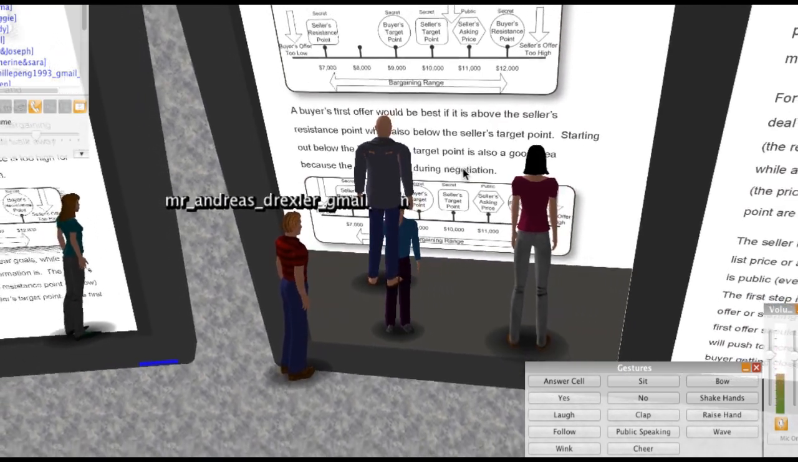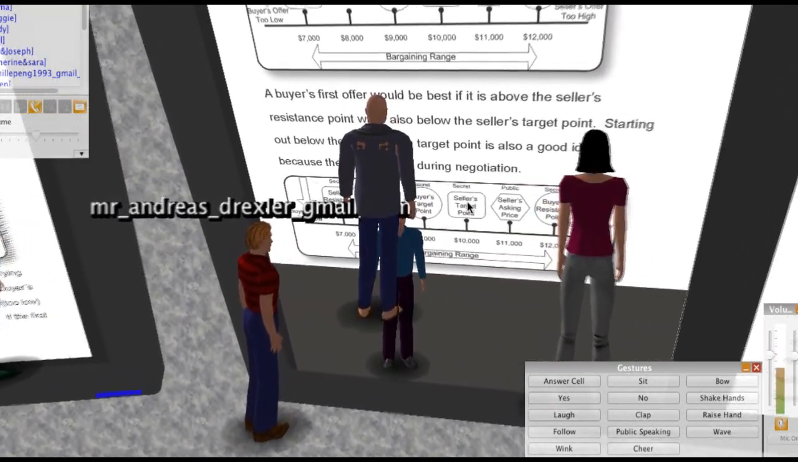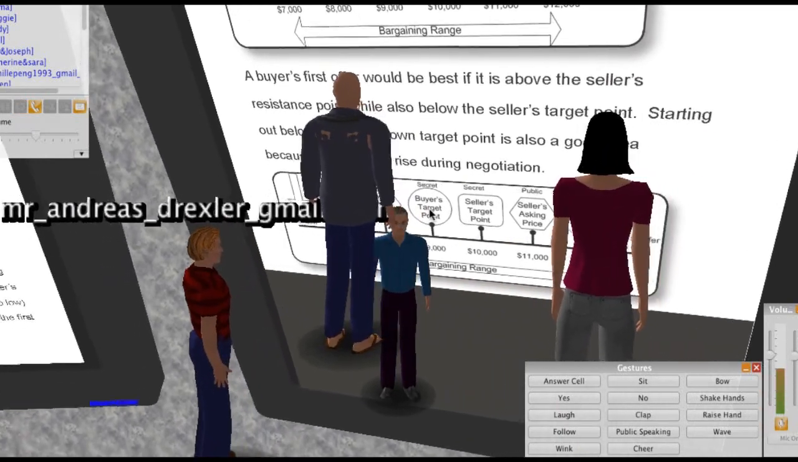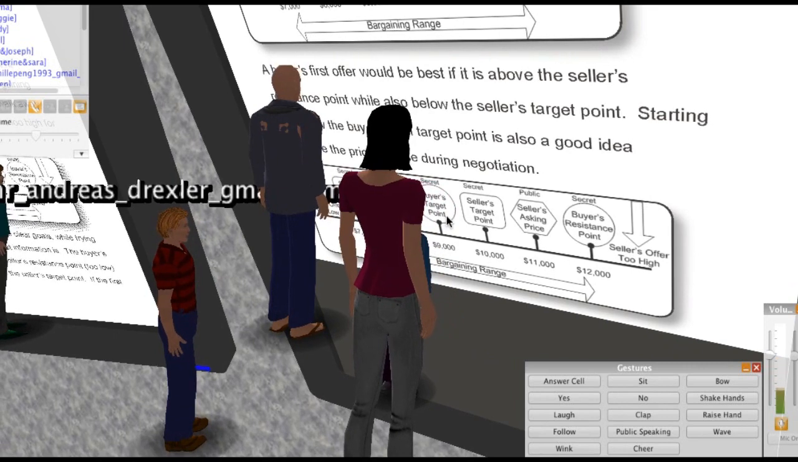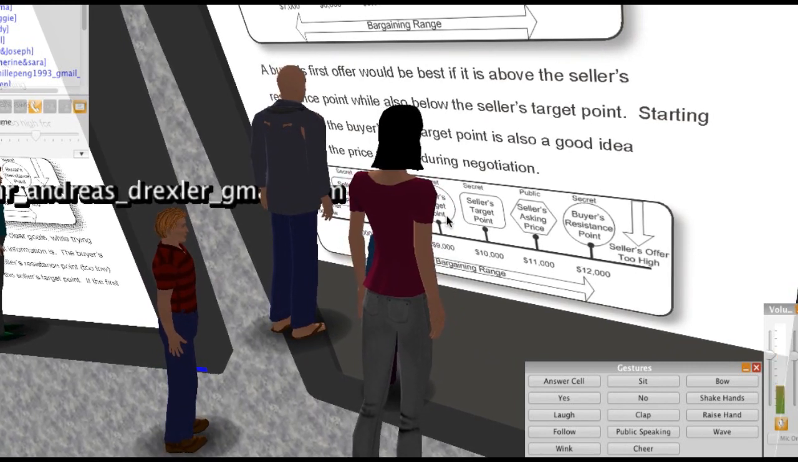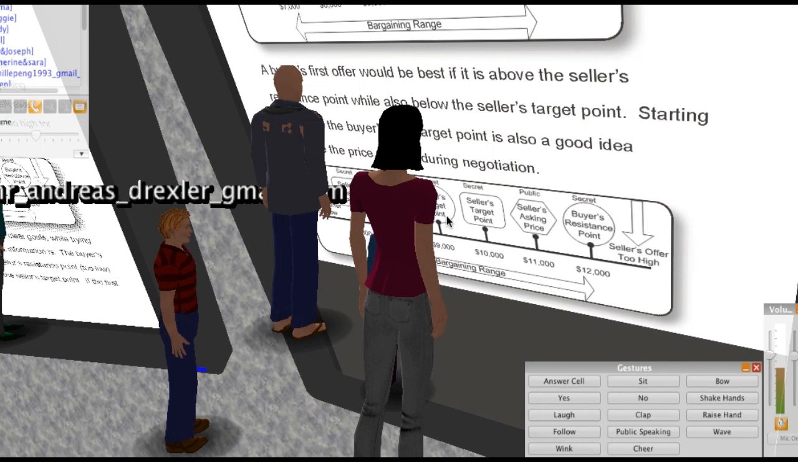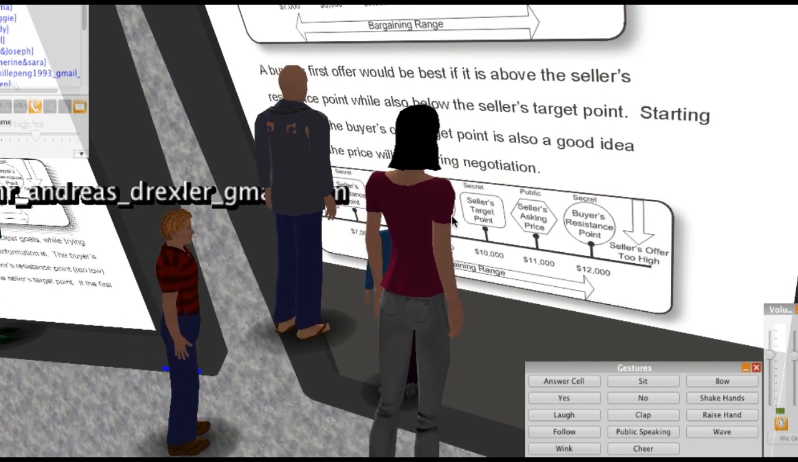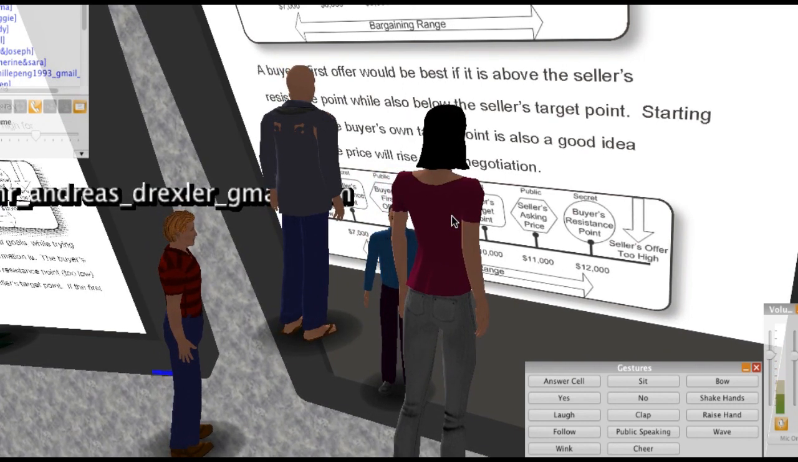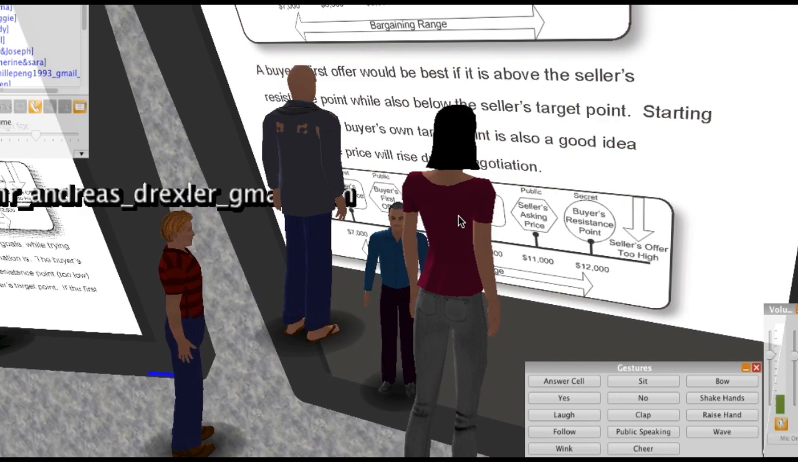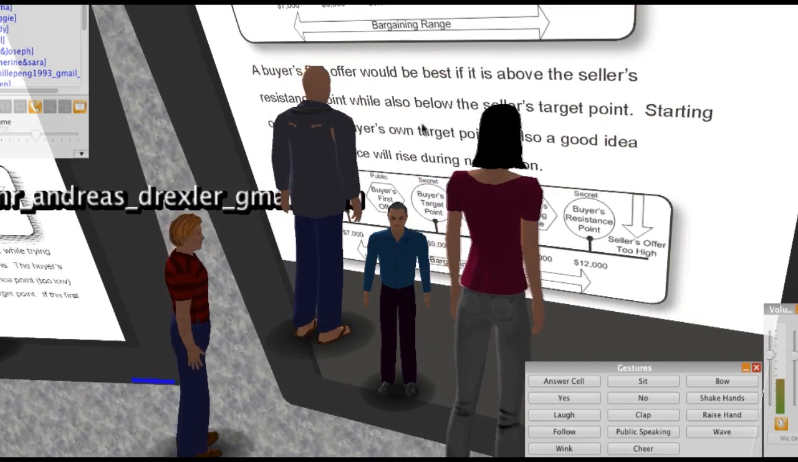Okay, the same is true the other way around, right? This works both ways for the buyer and the seller. So in the next figure, we can see that we have all the information here now. We have the bargaining range, 7,000 to 12,000. We also can see the seller's resistance point, 7,000, and the buyer's resistance point, 12,000. We can see the seller's asking price, 11,000, and we can see the buyer's first offer, that's the beginning, 8,000.